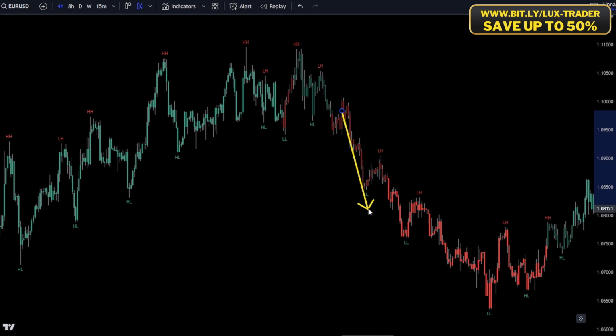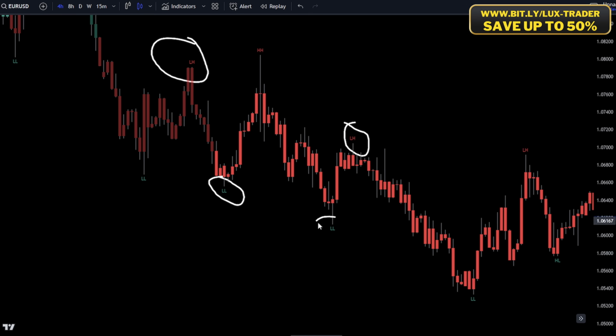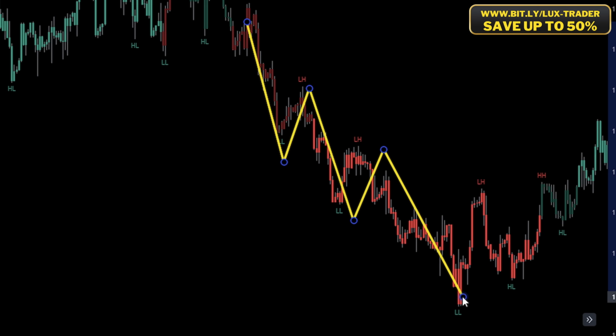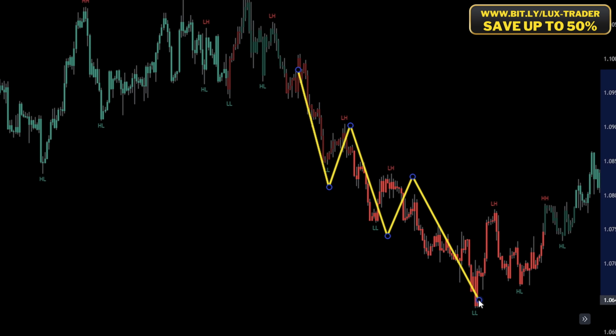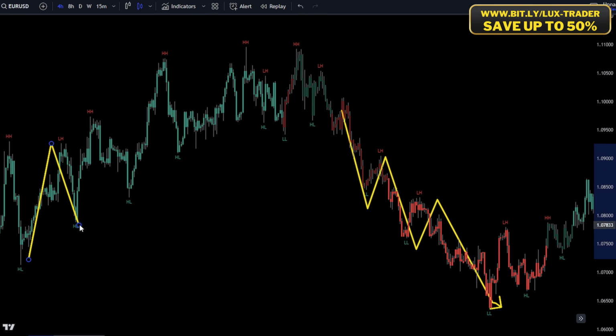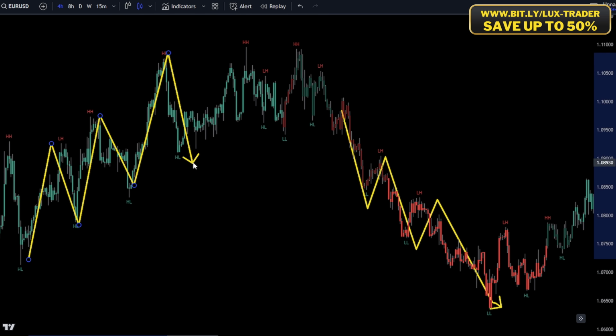For instance, in this downtrend you can see labels of LH for lower highs and LL for lower lows. These labels make it easy to identify the current market trend. When we see lower highs and lower lows, the market is in a downtrend. Conversely, when we see higher highs and higher lows, the market is in an uptrend.